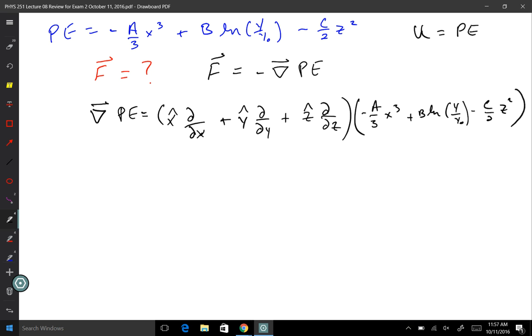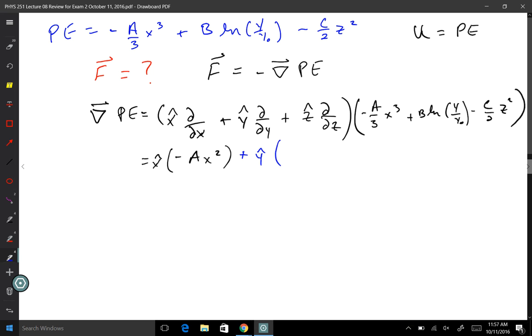No vectors on the potential energy, right? It's a scalar. So now I just go through. Equals x hat times, and I take the derivative with respect to x of that function. Well, what do I get when I take the derivative of that function with respect to x? Bring down the 3, lower the power by 1, negative ax squared. And then I'll have plus y hat. Take the derivative of that same function with respect to y.